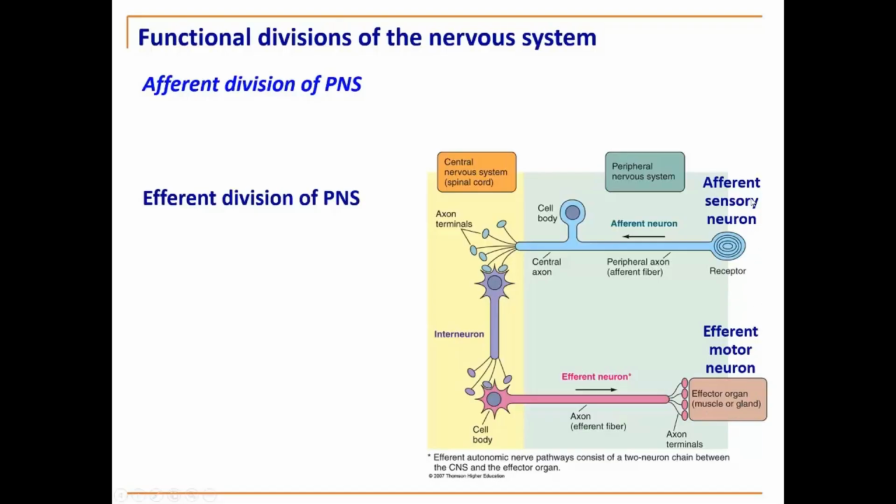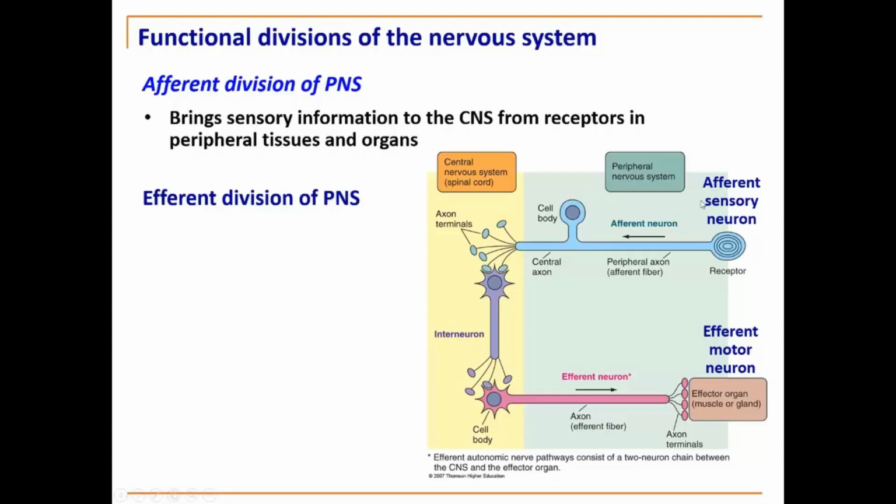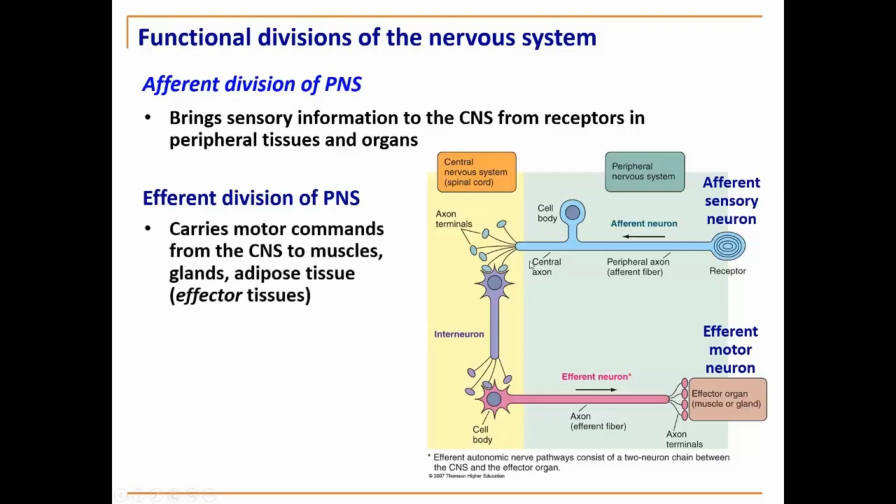The afferent division is clearly bringing sensory information to the CNS from receptors in peripheral tissues and organs. And the efferent division is carrying motor commands from the CNS to muscles, glands, adipose tissue, etc. That's our effector tissues. So you need to understand these. Afferent coming into the spinal cord, remember, is posterior. The efferent division, the motor division coming out of your spinal cord, is anterior. So it's coming out of the front of your spinal cord.